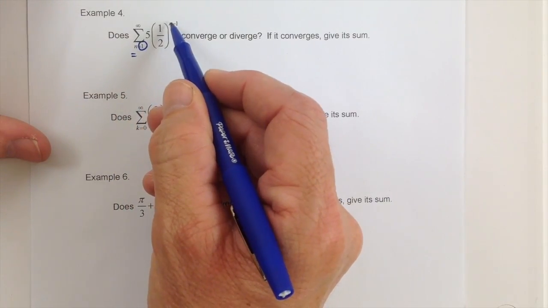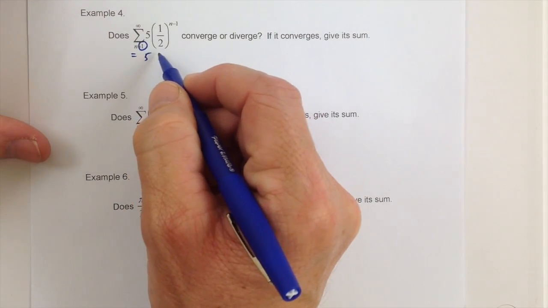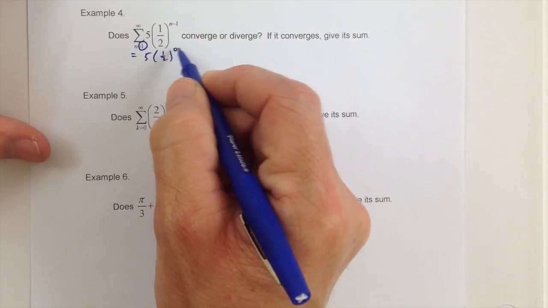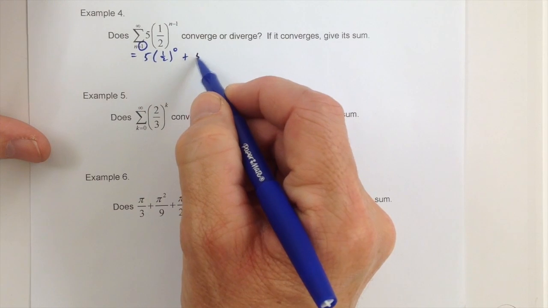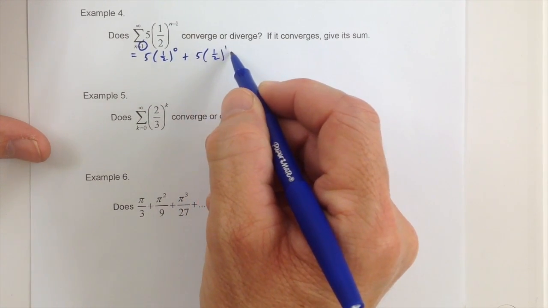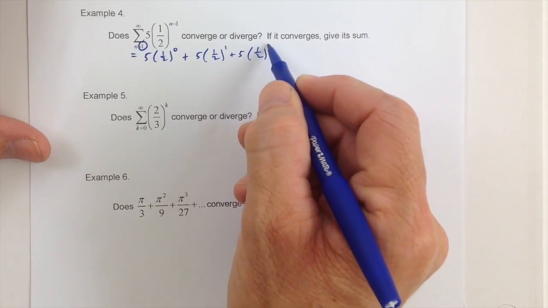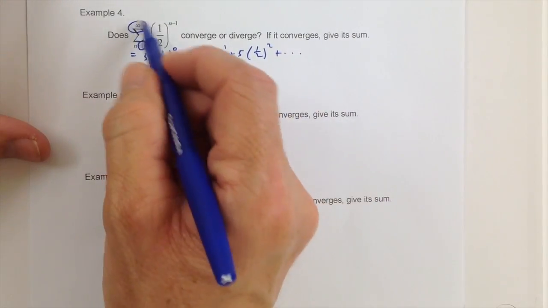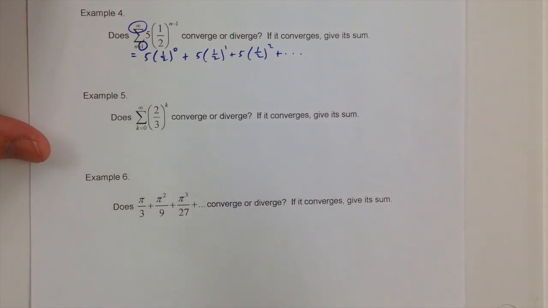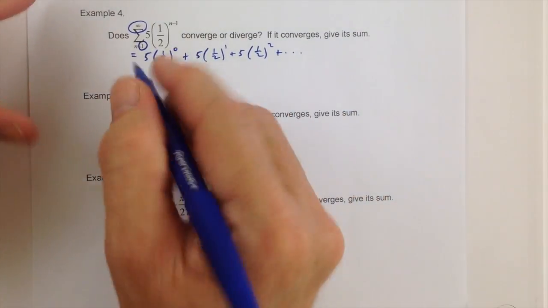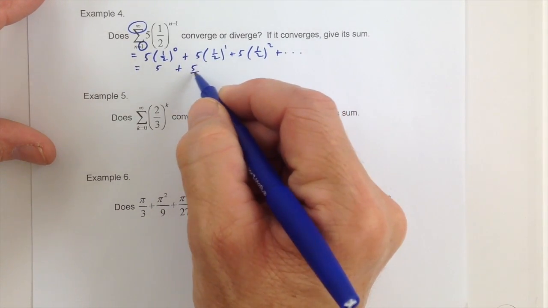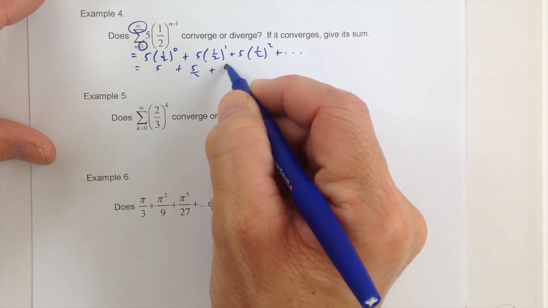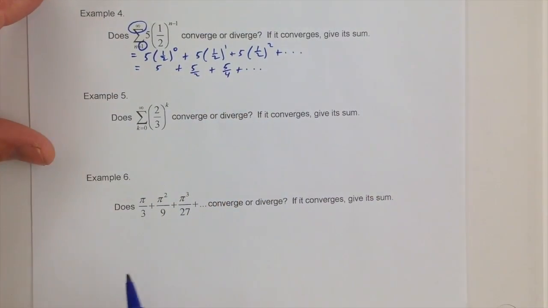When n is 1, we replace n with 1, and then we get 5 times 1/2 to the 0 power. And then we replace n with 2, and we get 5 times 1/2 to the first power, and then plus 5 times 1/2 to the second power, and so on. So this goes on to infinity, so we have an infinite series. Let's clean this up just a little bit. So we have 5 plus 5 times 1/2. We can make that 5/2 plus 5 times 1/4, plus dot dot dot.